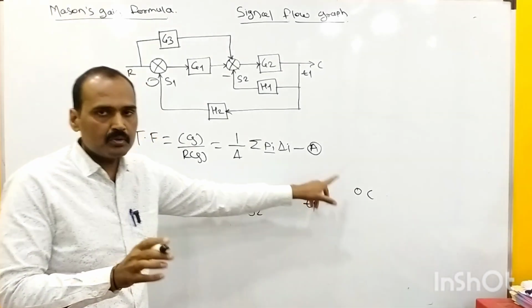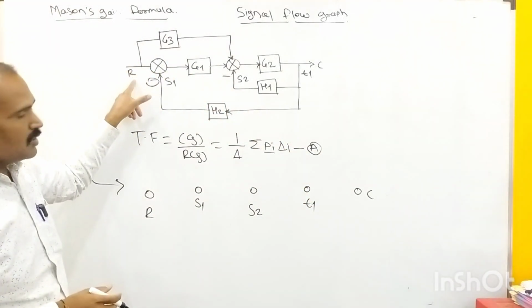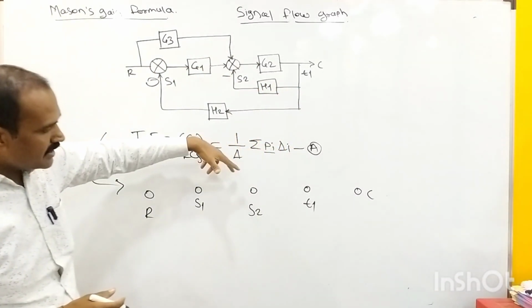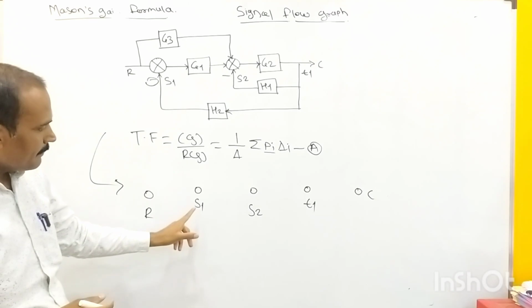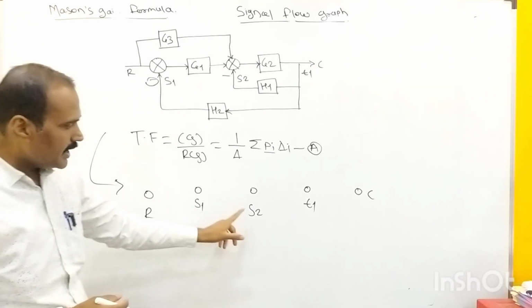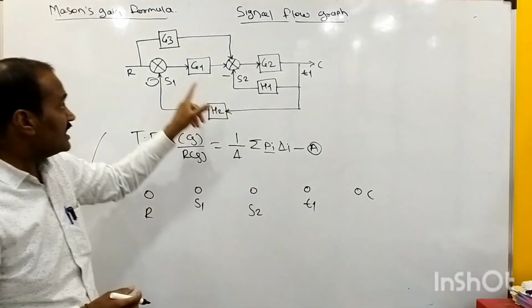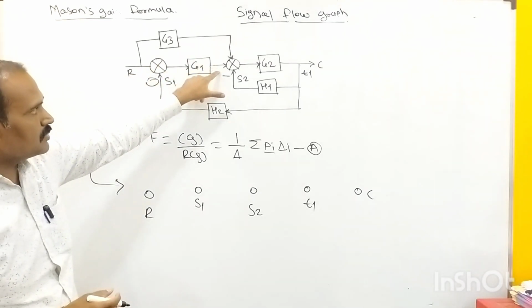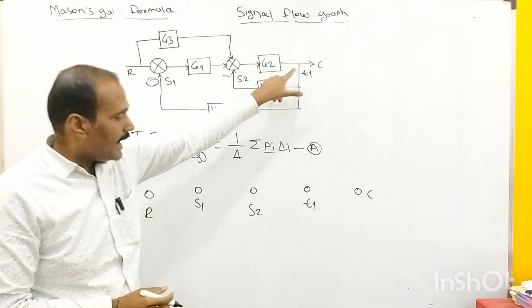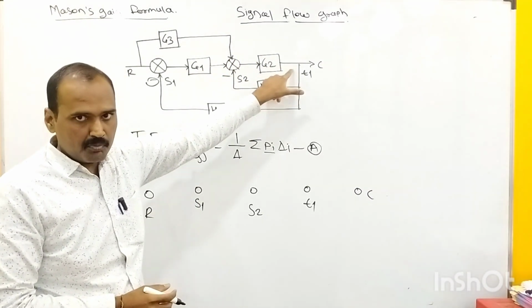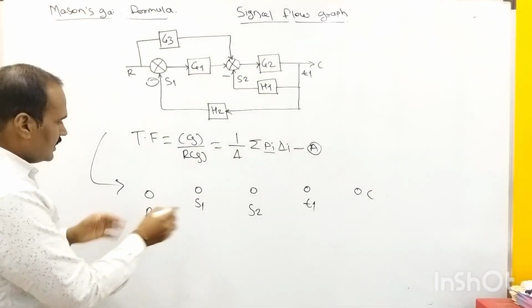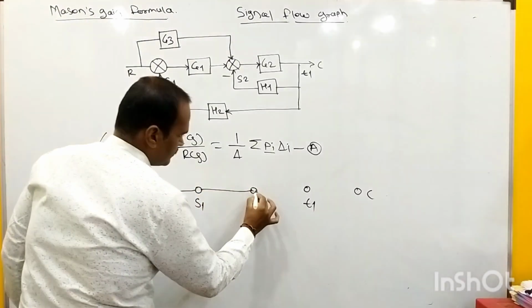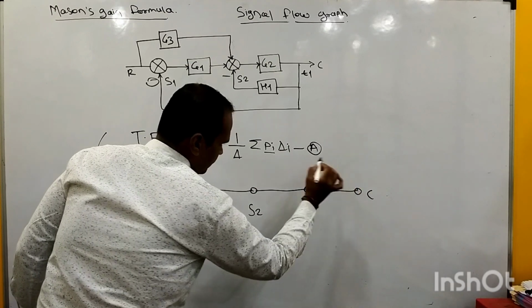Out of those 5 nodes, 2 nodes represent the input and the output. The intermediate nodes are expressed with the help of S1, S2 and T1. So S1 is denoted for summing point number 1, S2 is denoted for summing point number 2, and T1 is denoted for takeoff point number 1, right? Then we need to join all these nodes in this way, one by one, right?